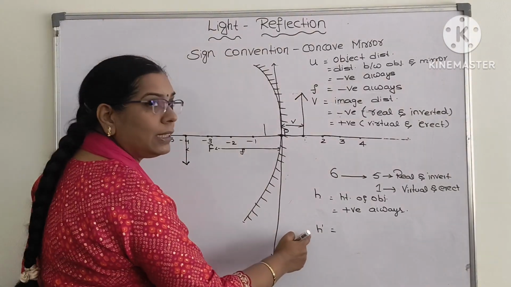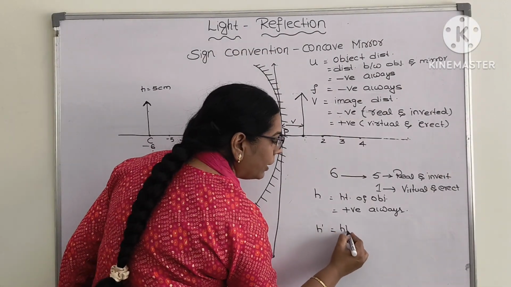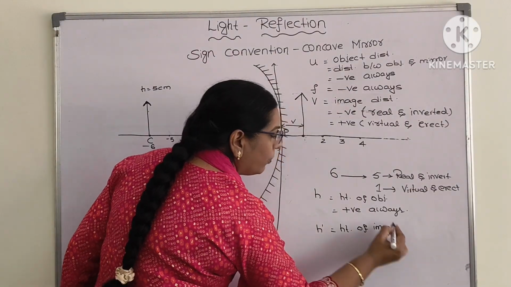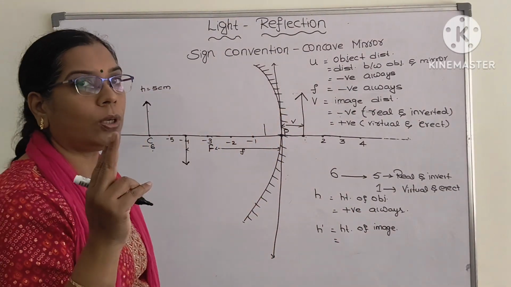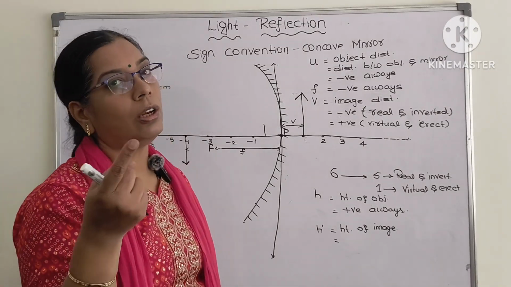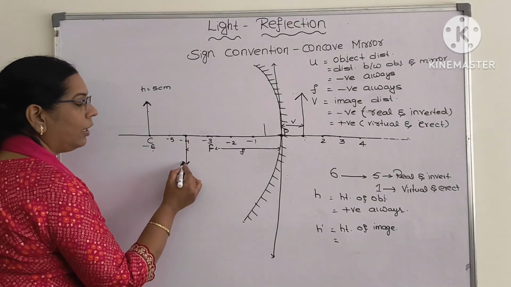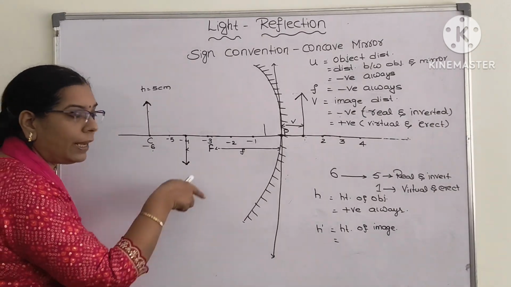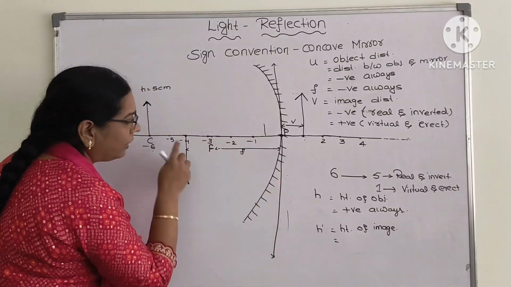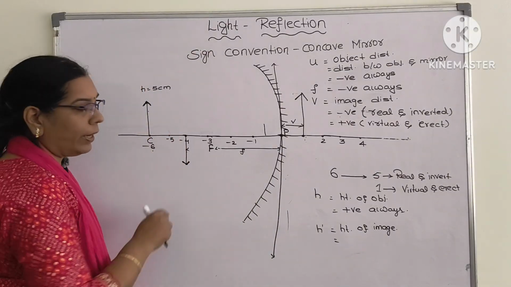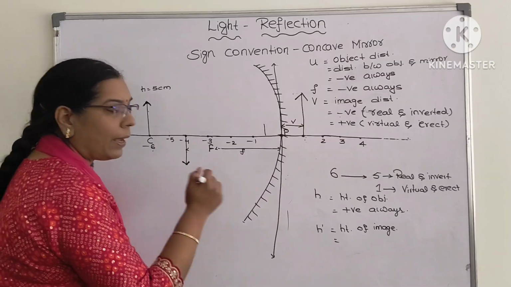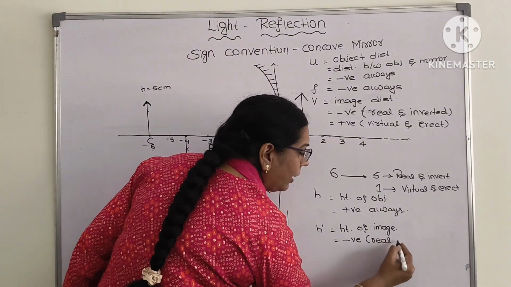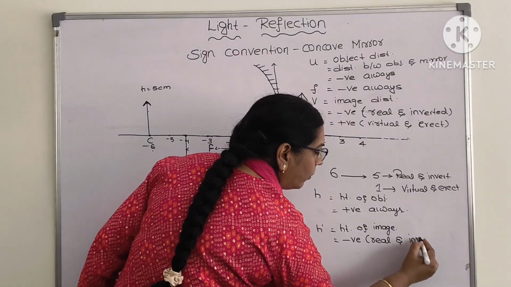H prime, what is this? This is the height of the image. Again, for concave, there are 2 conditions: if the image is real or virtual. If the image is real, the image will be pointing towards the negative y-axis. Hence, H prime will be taken as negative when the image is real and inverted.